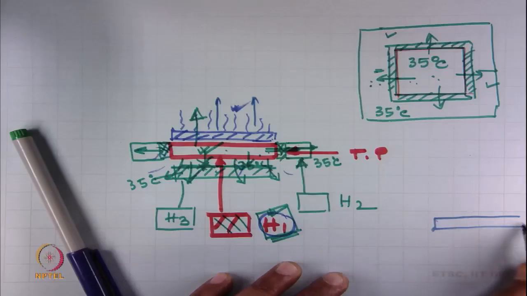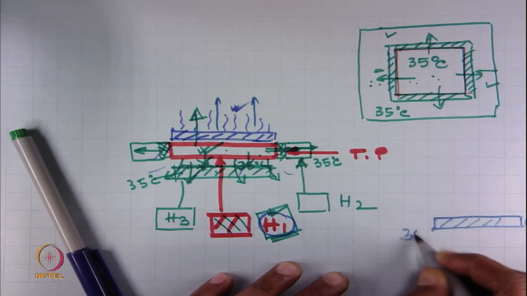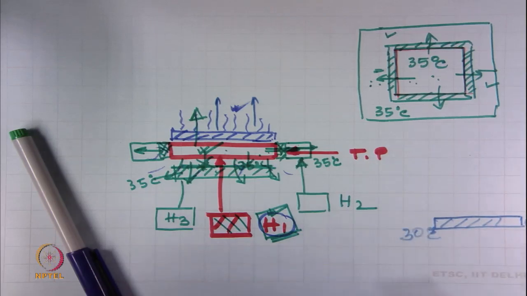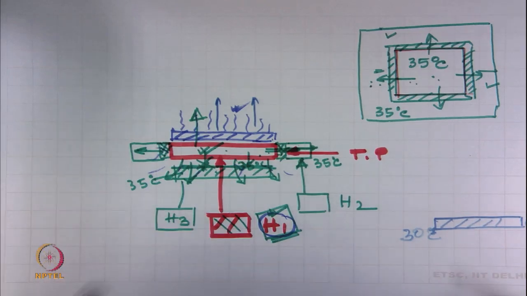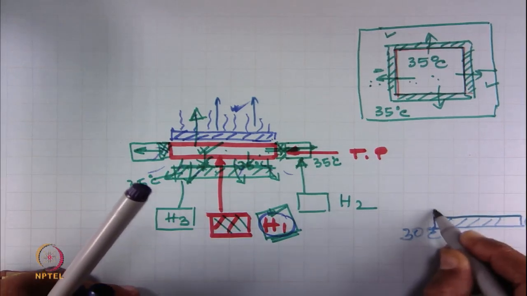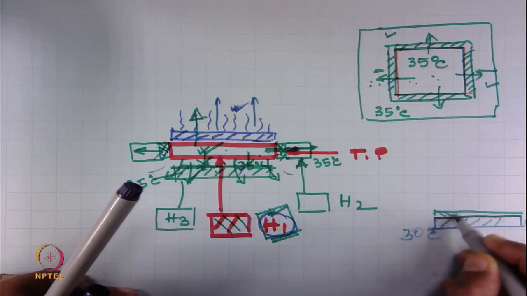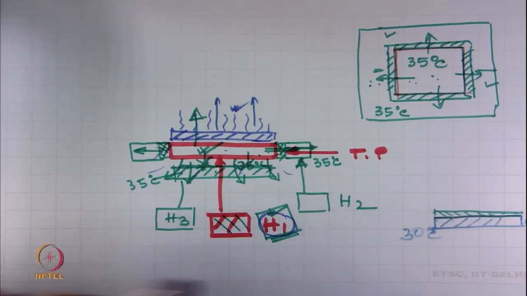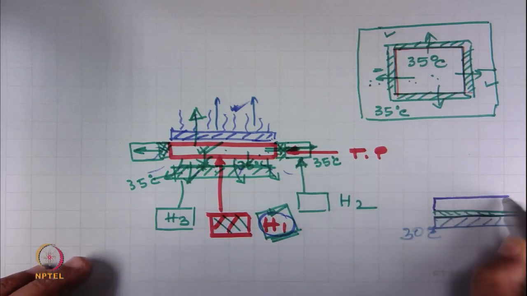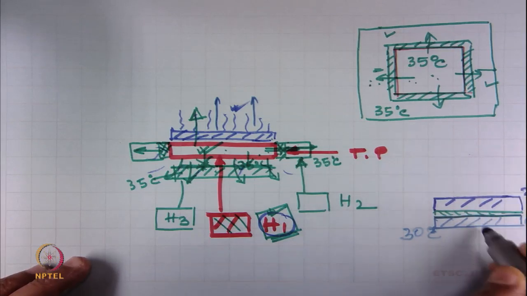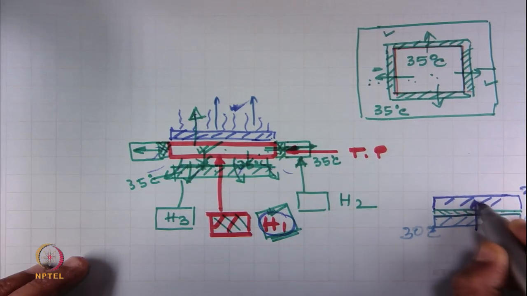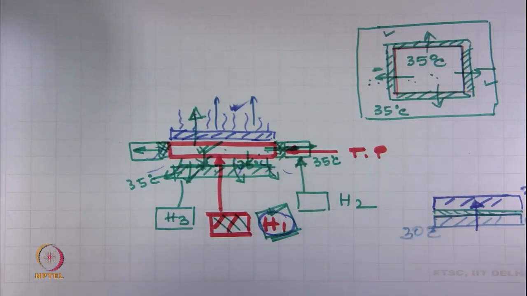The technique is like that. Here is plate 1, which is kept at 30 degrees Celsius, and then we keep the fabric specimen here. This is the fabric specimen, and another plate which is kept at, say, 20 degrees Celsius. So, heat will flow from the hot plate to the relatively cooler plate, and it will flow through the fabric.